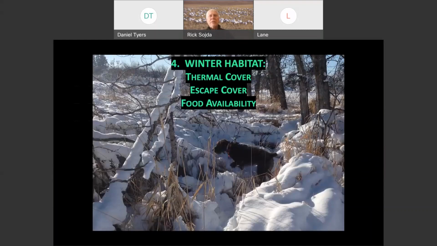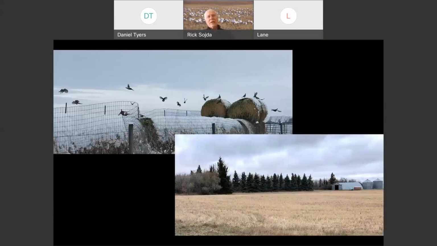Winter habitat really needs thermal cover and escape cover, of course, not only from predators, but from hunters as well, and just general disturbance. And then you need food availability, and that food needs to stay available during snow events and after snow events. This one, I think I mentioned, is in the Gallatin Valley here, not too far from where Eider's pointing this hen pheasant. There's a whole group of pheasants that are feeding on bales that have been stacked along a crop field.